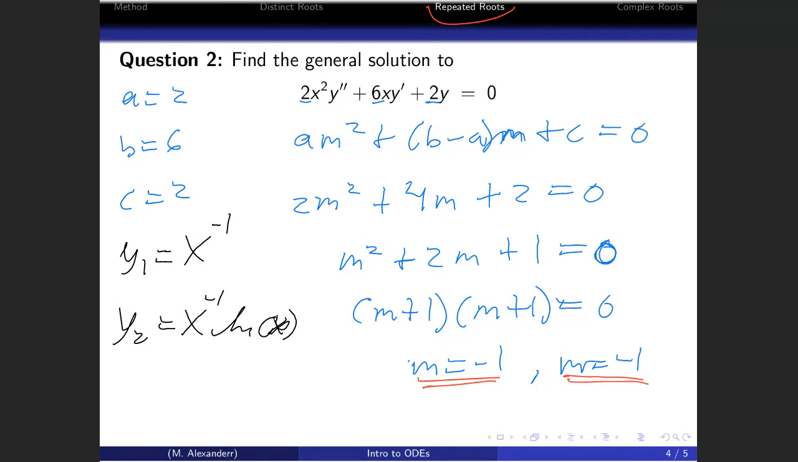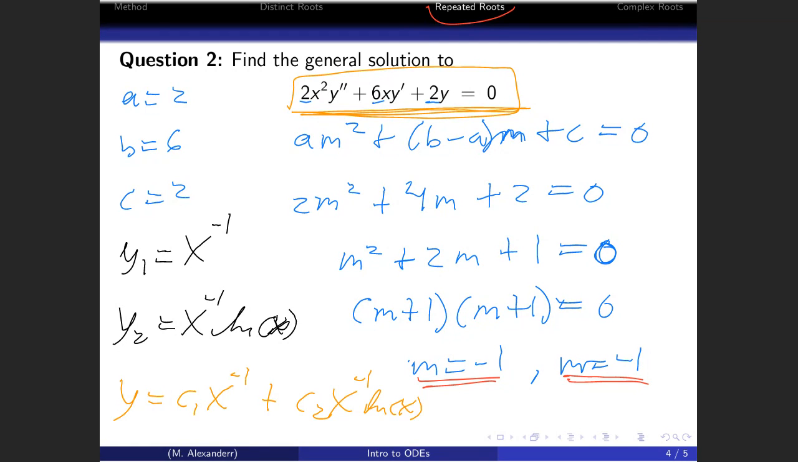And now we want to write down the general solution for the homogeneous equation. So we have this Cauchy-Euler homogeneous equation, and the general solution is going to be the combination of y1 and y2. So c1 multiplied by x to the -1 plus c2 x to the -1 ln of x. All right, so that is your general solution for this question number 2. All right, so that's the second case.